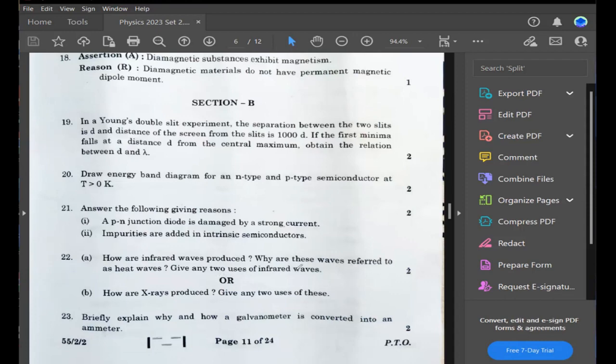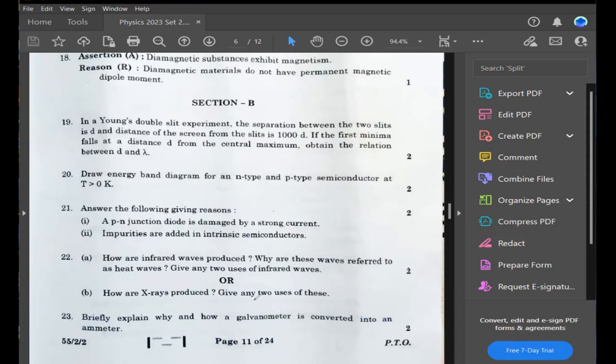Two uses of infrared waves. Infrared lamps are used in physical therapy, in the greenhouse effect. Infrared detectors are used in Earth satellites, in remote switches of household electronic gadgets like TV, video recorder, etc.